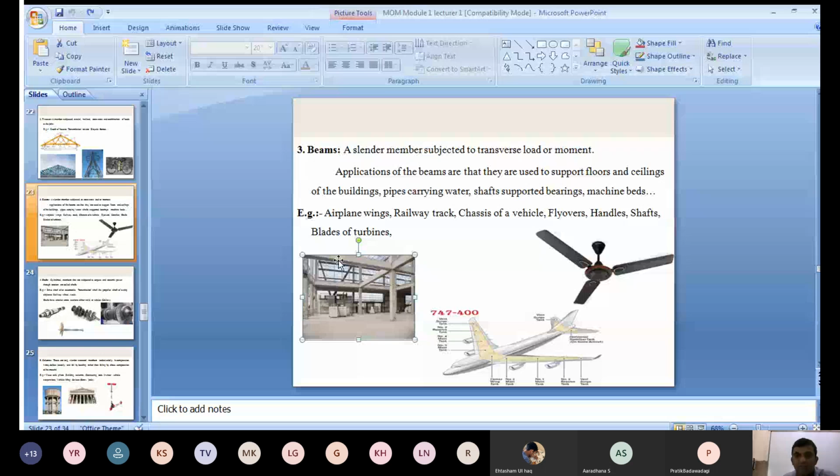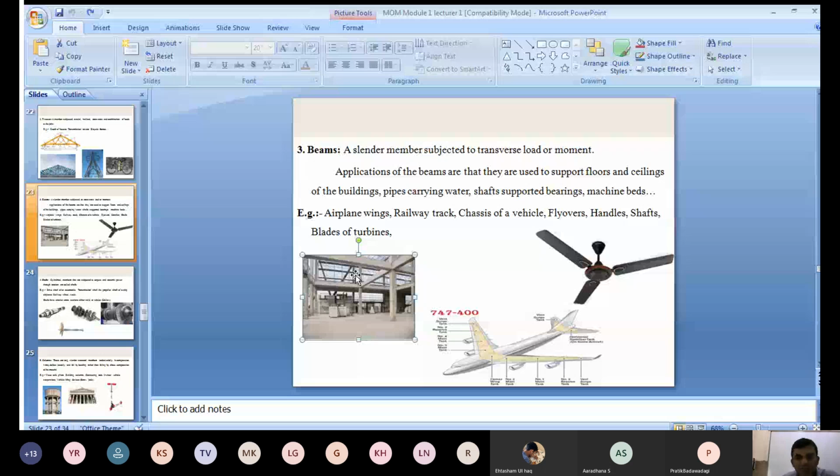Now these are called the horizontal ones. What we see here, those are called beams. In the building also you can see the beams. They carry what type of load here? Transverse load. Okay, members subject to a transverse load and or moments, those mechanical members are called beams.